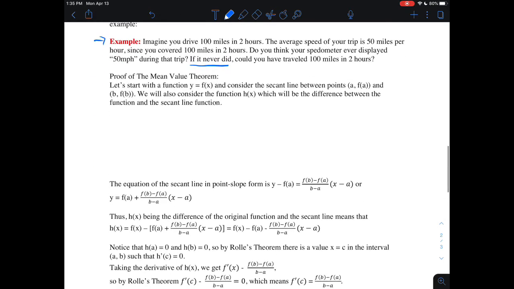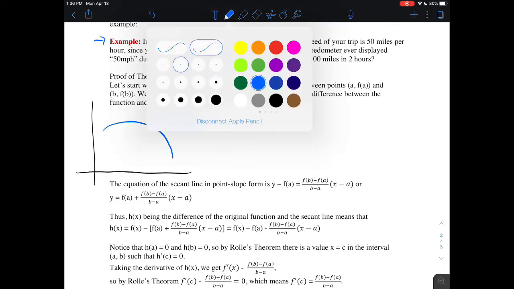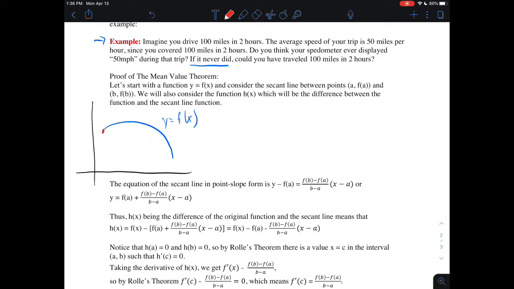So before we look at some other examples, let's look at a proof of the mean value theorem. So first we're going to start with a function y equals f of x. So I'm just going to draw a curve a little bit similar to what we had before. So I'm going to think of a curve like this. So here this is y equals f of x. And we want to consider the secant line between points (a, f of a) and (b, f of b). So I'm just going to choose these points here.